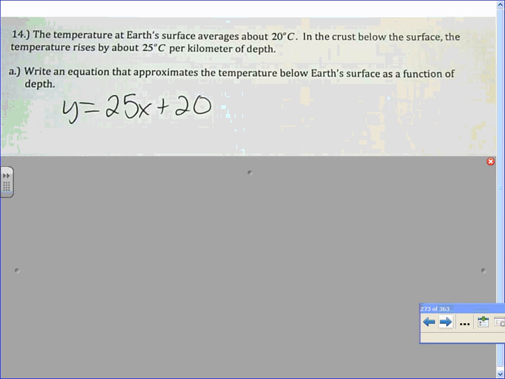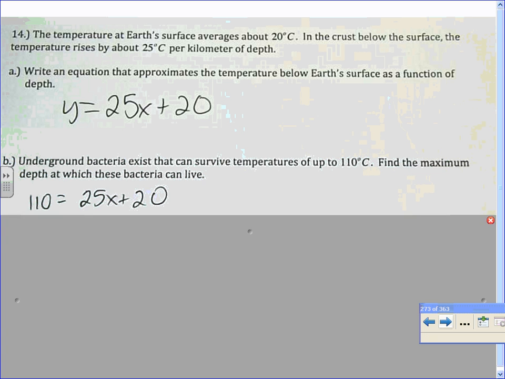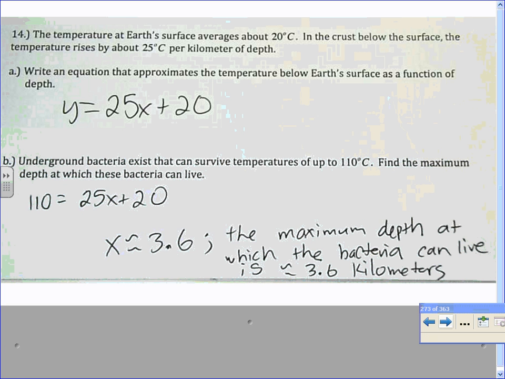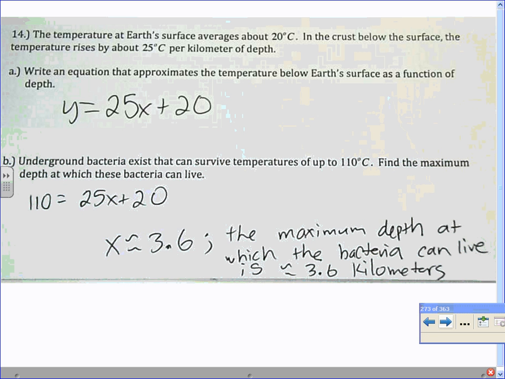Letter B, where do you put that 110? In for y or in for x? Mary? Good. Put it in for y. So, Mary, what did you get? Good job. You guys did better than I thought. Annalise?